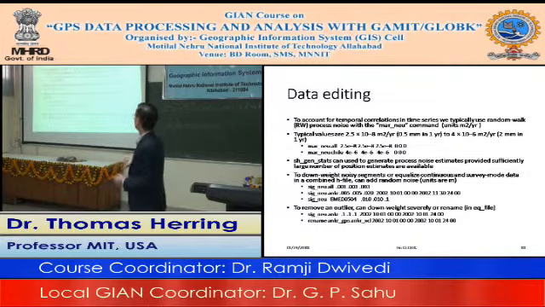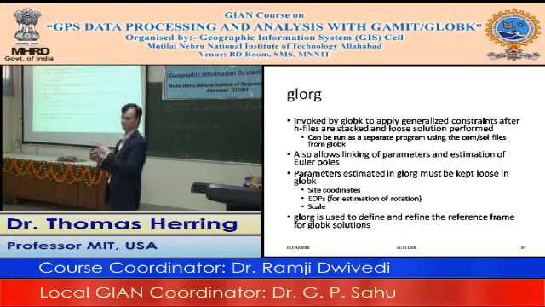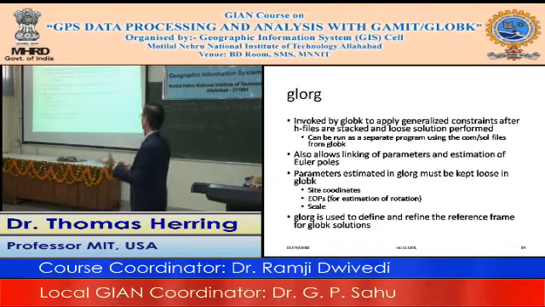Okay, so GLOG invokes GLOBK with what we call generalized constraints. After all the H files are stacked, it can be run as a separate program. It allows you to link parameters together, and it also allows estimation of Euler poles for plates. So if we have plates, like India, we could estimate an Euler pole for the Indian plate with the data that we have. We might give that a try, see what happens. So the parameters in GLOG must be kept loose: the station coordinates, the EOPs, and the scale if you are using the scale in the reference frame definition. And it can be used to define and refine the reference frame as you go across.